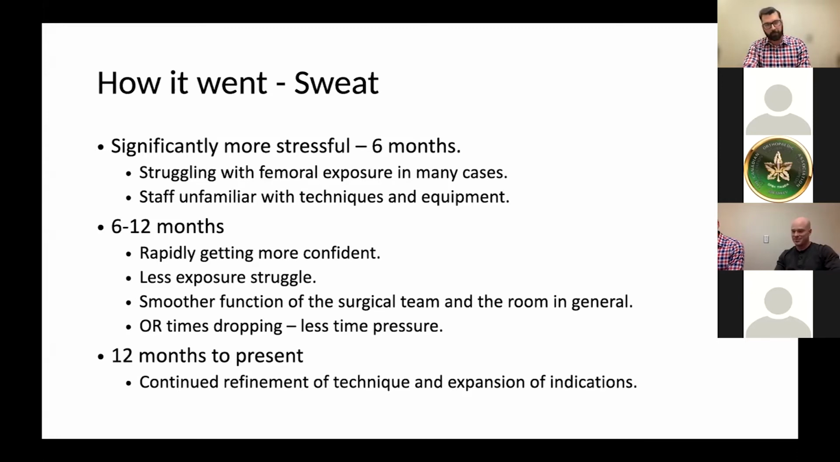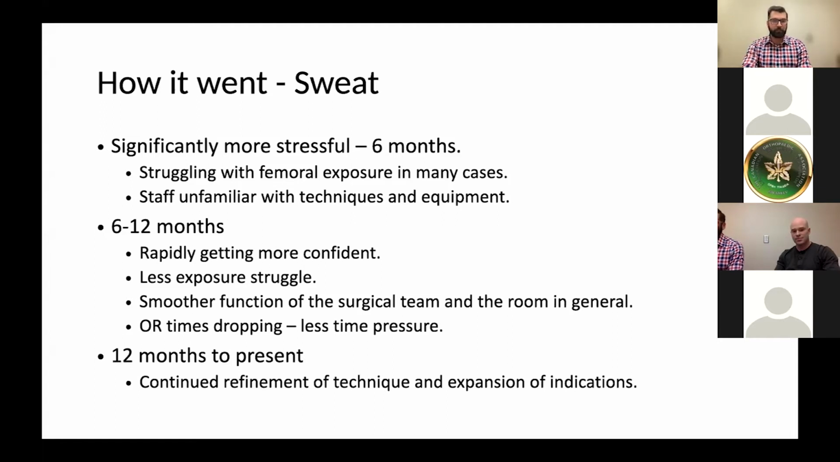This femoral exposure tended to be the most difficult thing initially, which I don't think is a surprise to anybody who's tried this or anybody who's read about doing it. And there's also some challenges with the staff not being familiar with the techniques that we're using, with the equipment that we're using, even running the table, getting the appropriate x-rays and so on.